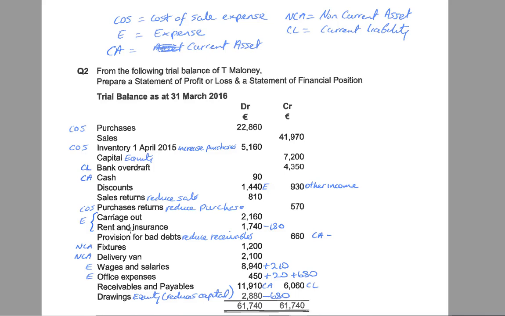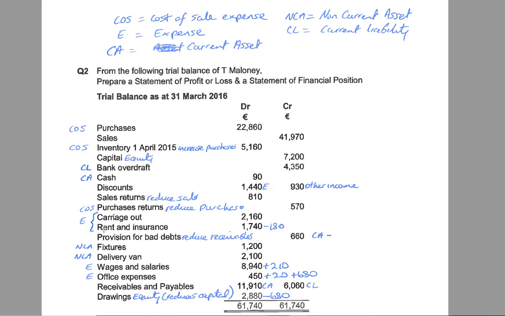rent and insurance is an expense, wages and salaries, office expenses, they're all on the debit side. So discount, the expense one, is on the debit side as well. So that's the expense, and the other income is 930. And if you look here, the sales revenue or sales income is on the credit side as well. So any other income account, such as discount received or rent received, interest received, will always be on the same side, the credit side, as sales.